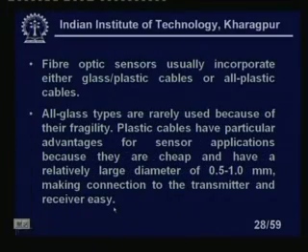Also its mechanical strength is better than the all glass fiber. All glass types are rarely used because of their fragility, and plastic cables have particular advantage for the sensor application because they are cheap and have a relatively large diameter, 0.5 to 1 millimeter, making connection to the transmitter and receiver easy. Using multimode there is no problem. So, the connection from the transmitter to the fiber optic cable, and also from the cable to the receiver, is easier.